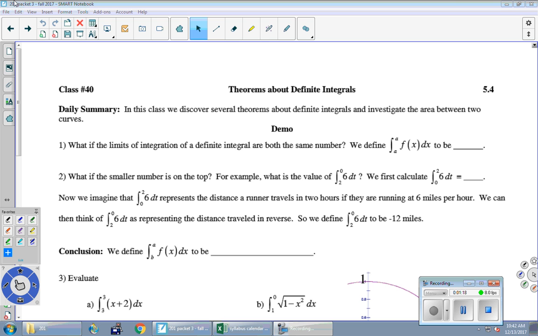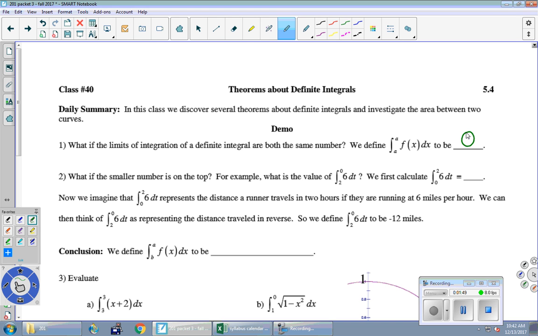Number 1, what if the limits of integration of a definite integral are both the same number? So in this example, we've got this integral f of x dx, but we're going not from a to b, two generic numbers, but specifically from a to a, the same number to itself. Now we know that the integral represents area below the curve and above the x-axis, and then between these two vertical lines at x equals a and x equals b. Well, what happens to that area if a and b are exactly the same number? It's 0. So that's what we define this thing to be.